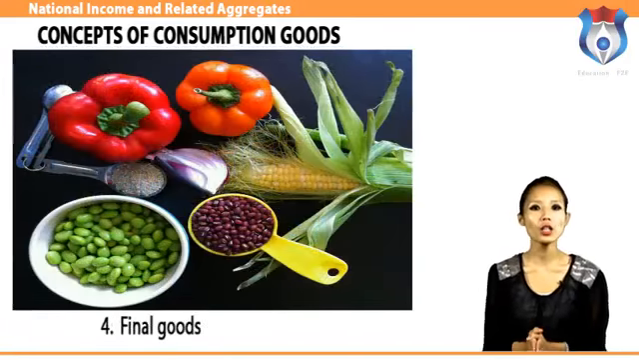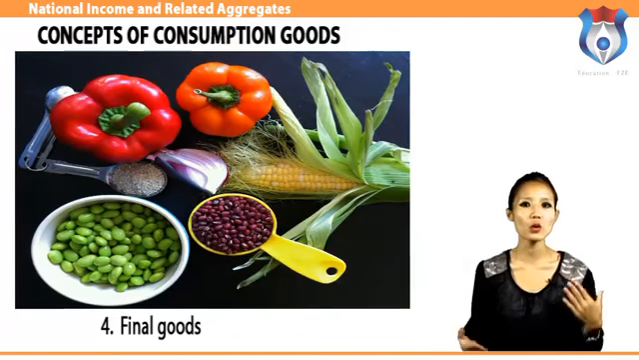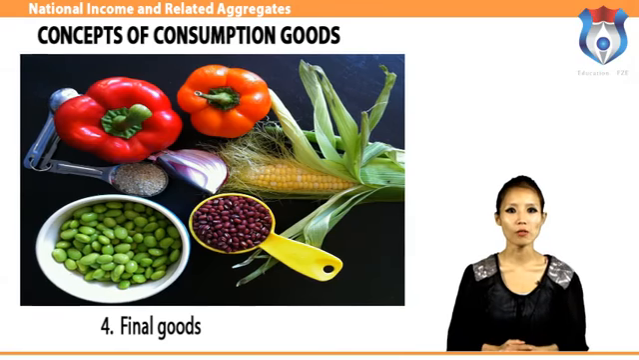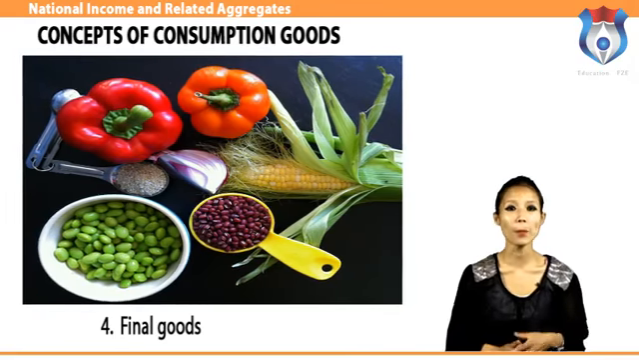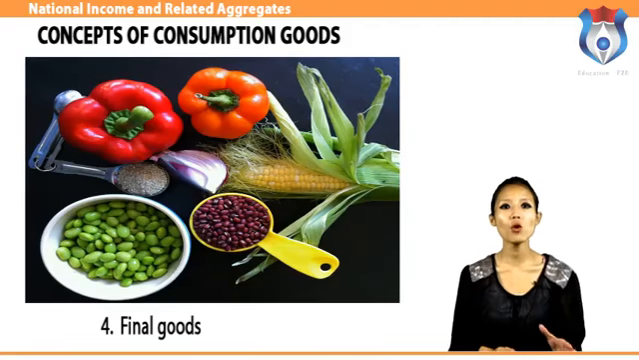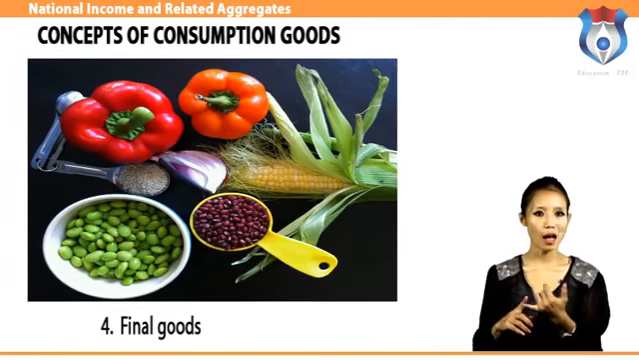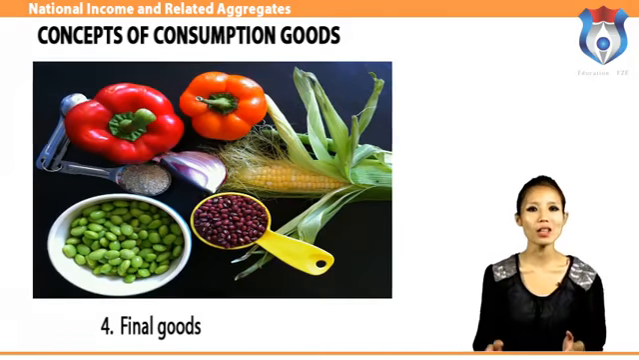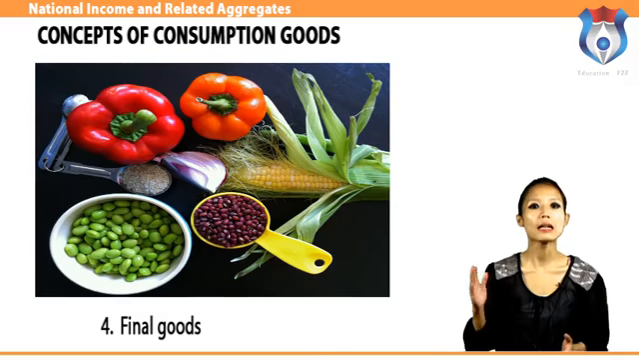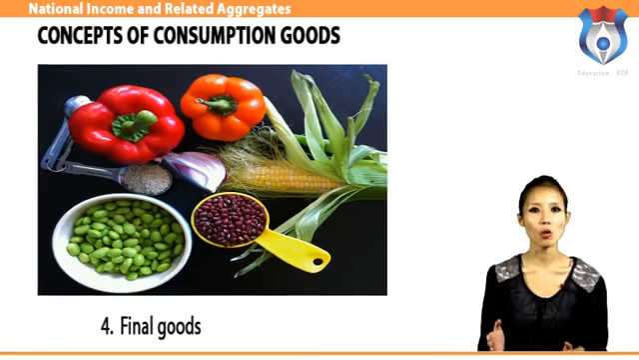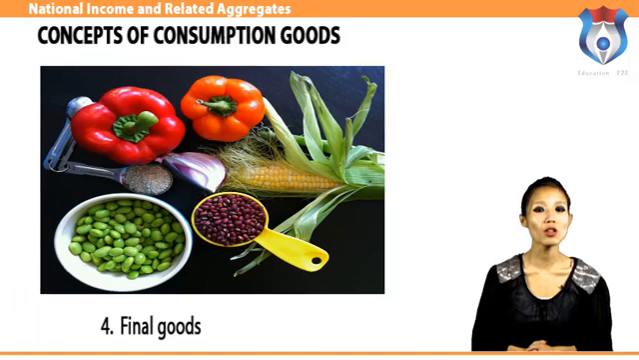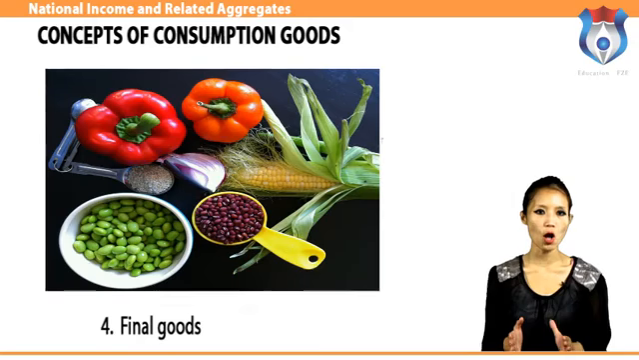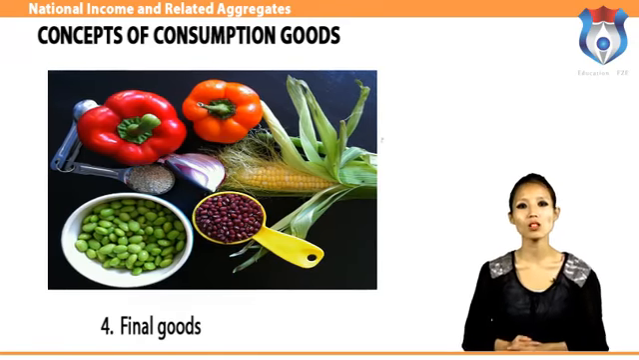Final goods. A good or service that is consumed by the end user and does not require any further processing is a final good. Final goods, also termed final goods and services, are purchased through the product market by the four macroeconomic sectors: household, business, government, and foreign, as consumption expenditure, investment expenditure, government purchase, and exports. Gross domestic product seeks to measure the total market value of final goods and services produced by the economy in a given period. This is the end result of the production process.